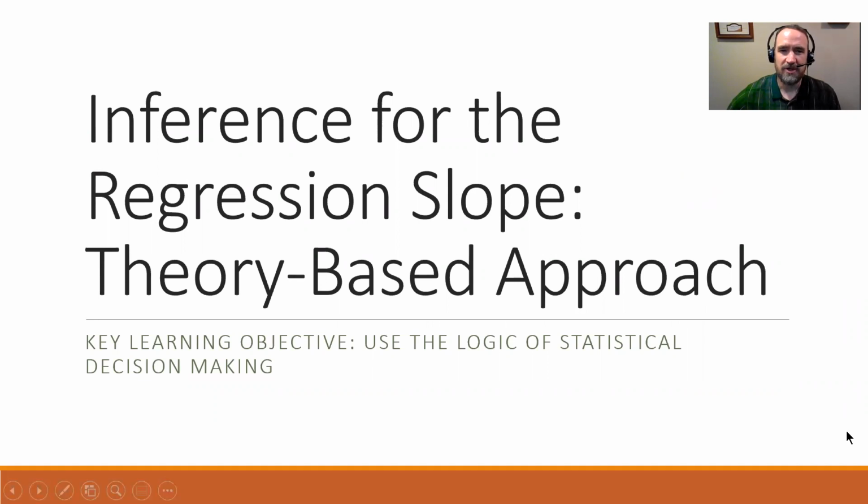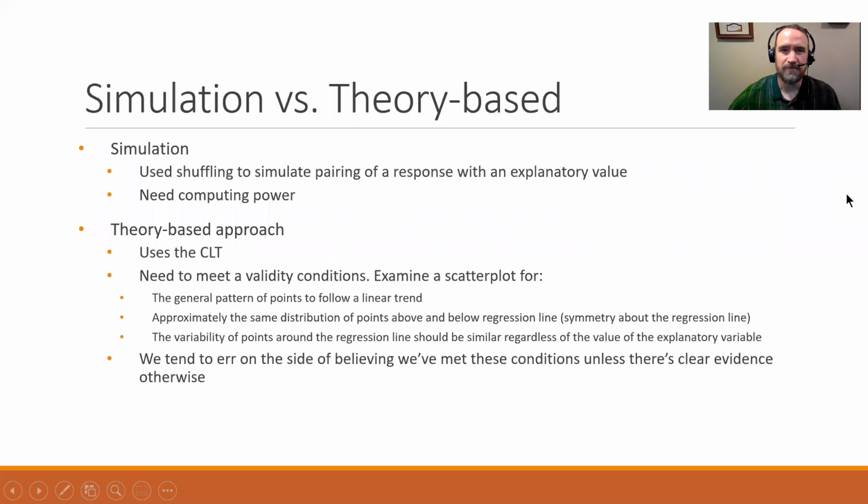Our key learning objective is to use the logic of statistical decision-making, thinking about how we can use that logic to make a decision about a claim about a slope or to find out what we believe about a slope out in the population. As usual, we've contrasted simulation versus theory-based.